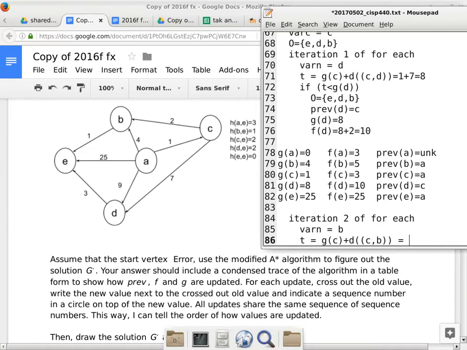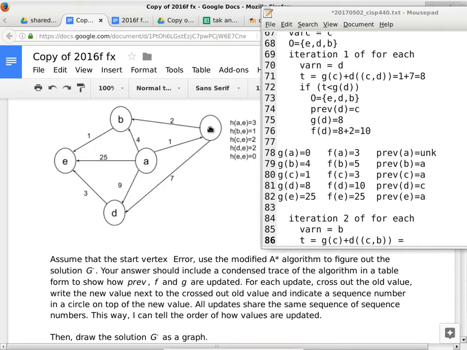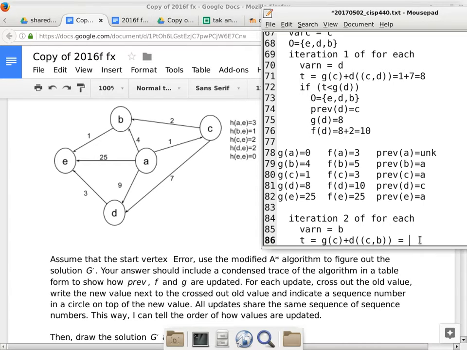Okay, so looking at the table, looking at the g's that we have already initialized, g of c currently has a value of 1, which means the cost of the shortest path that we know at this point from A to C is 1, which is kind of natural because that's the only edge connecting A to C. And then we're going to add the cost of the edge CB. So we know from A to C it will cost 1. We also know from C to B it's going to cost 2. So the sum of this is just 3.